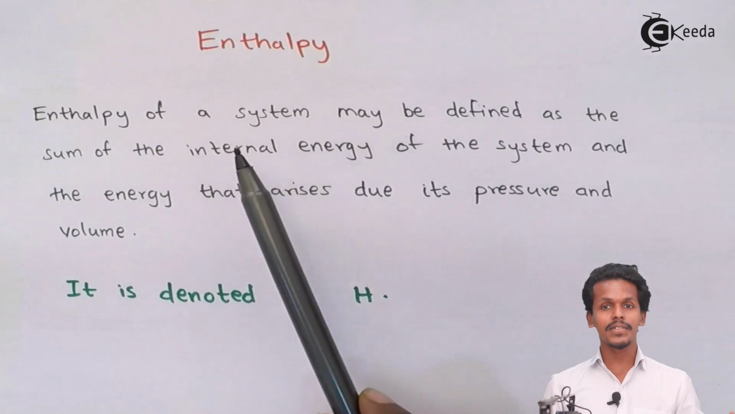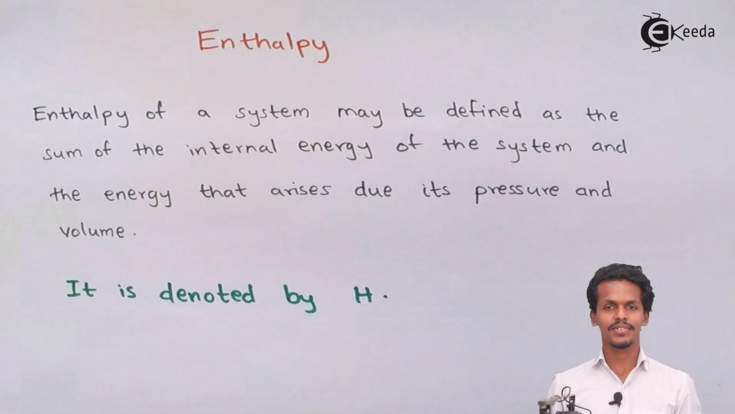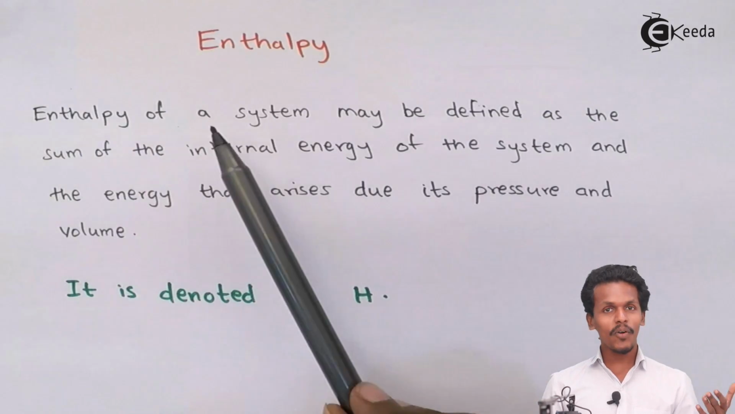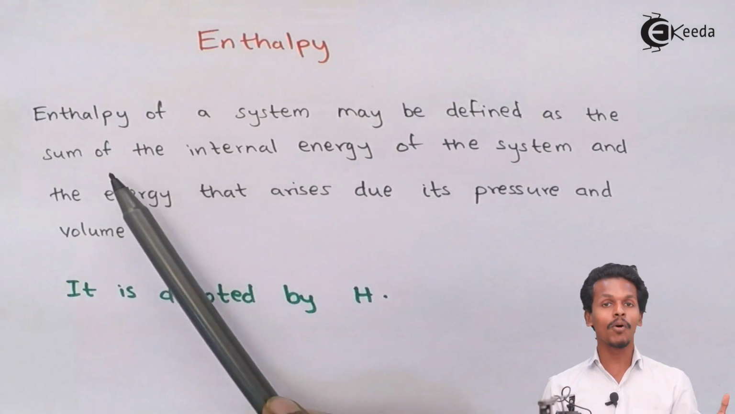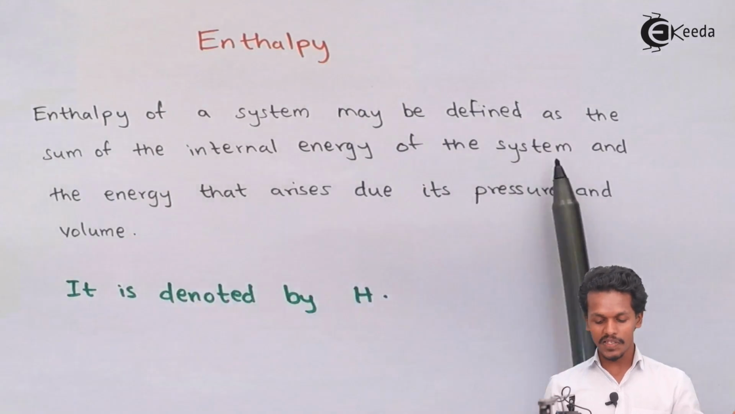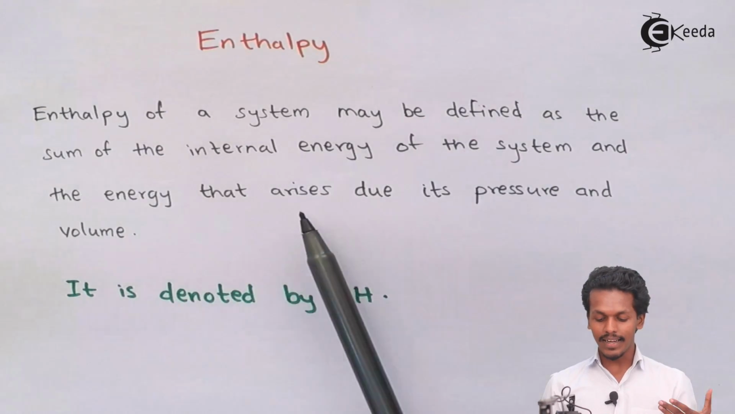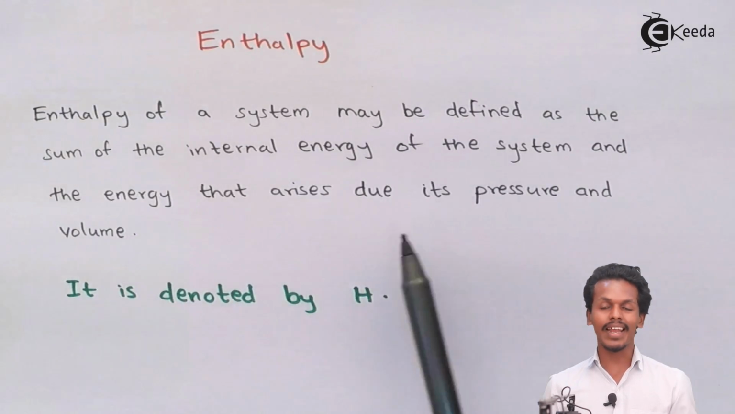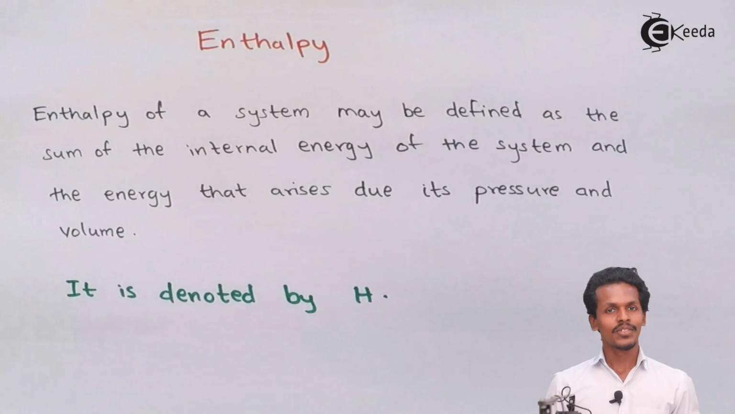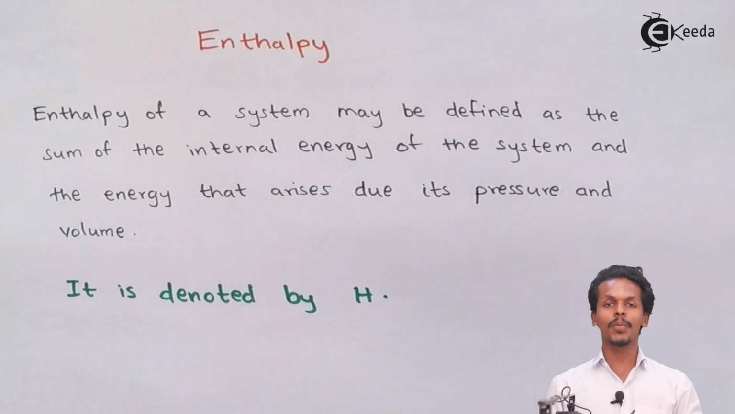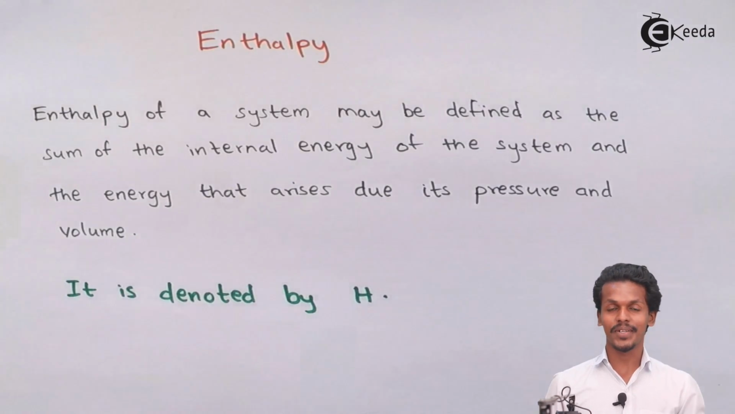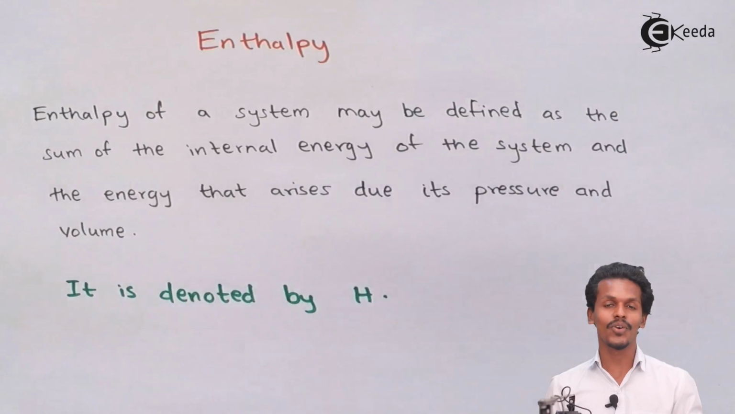Enthalpy of a system may be defined as the sum of internal energy of the system and the energy that arises due to pressure and volume. So this indicates that it is a sum of two kinds of energy, that is internal energy and the energy which is performed by pressure and volume, that is work.